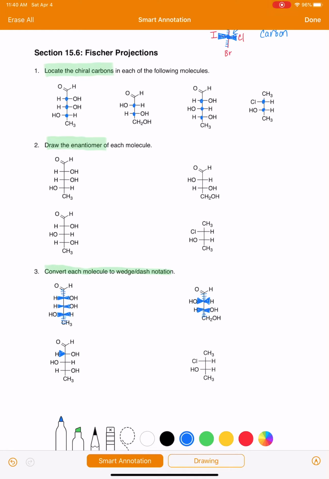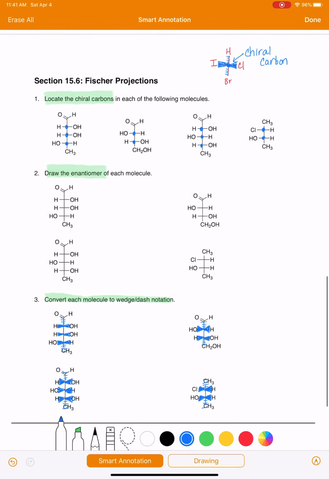Draw your bow ties all the way down. Every single horizontal bond gets a wedge, so every single one is a bow tie. The very top is a dash, the very bottom is a dash. And then there's one more. Horizontal bonds are the wedges, the bow ties. Very top is a dash, very bottom is also a dash.